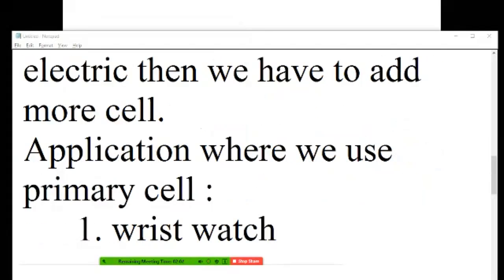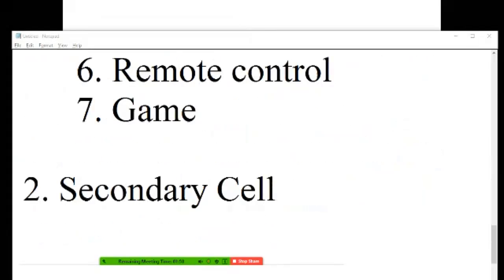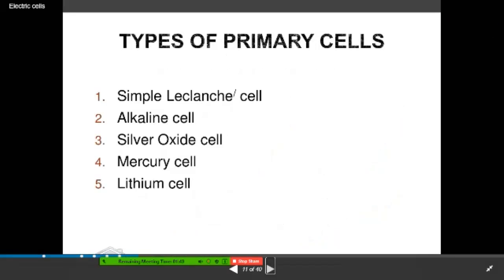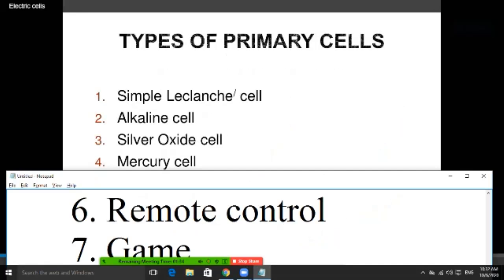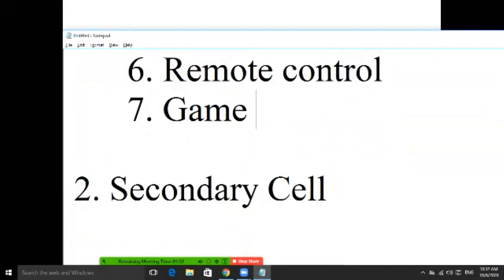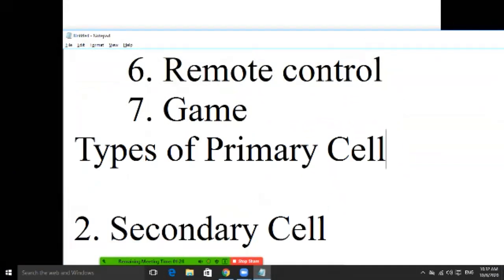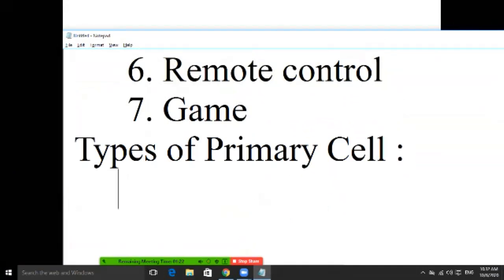So this is the one thing, students, I am just talking about the applications where we are using this cell. Next, see the devices. This is the clock, this is the remote, this is the watch. If you open the watch, you will see this cell. Now if I talk about the types of primary cell, you write down: types of primary cell.